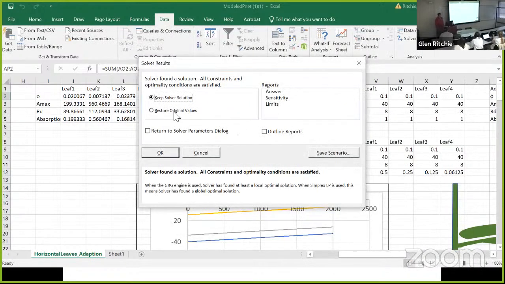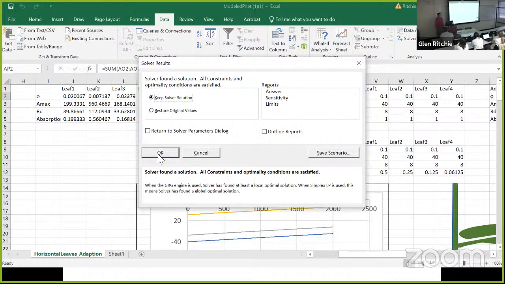So I hit solve here, and now there are two possibilities. Either it's going to say, all right, it found a solution, everything looks good, we're happy, and if you keep the solver solution, whatever values have been changed are going to stay changed in the model here. Sometimes it will say that it did not find a solution. It'll give you a reason why.